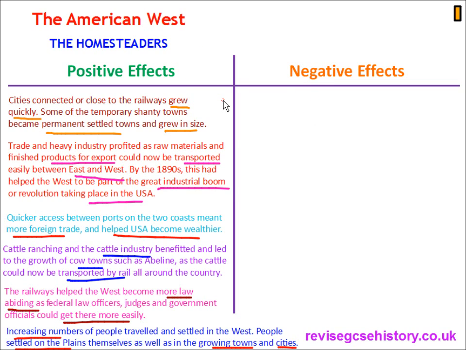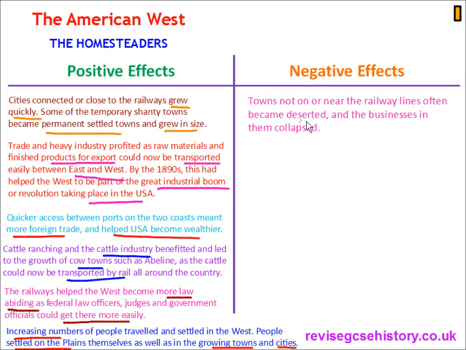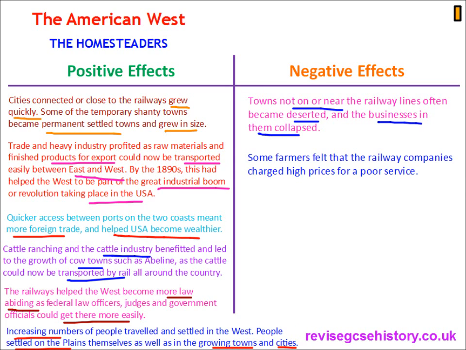Alright, so far we've looked at the positive effects. The railways are all well and good, however there were some drawbacks and some negative effects. Let's have a look at these. So towns that weren't close to railway lines often became deserted and business in them collapsed. So they became ghost towns. Nobody lived there because they were quite cut off in terms of transport.